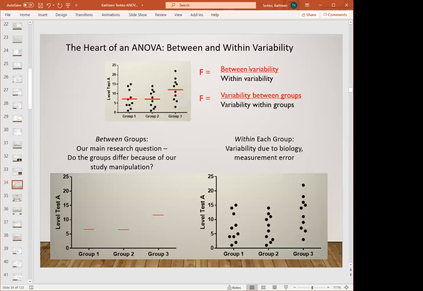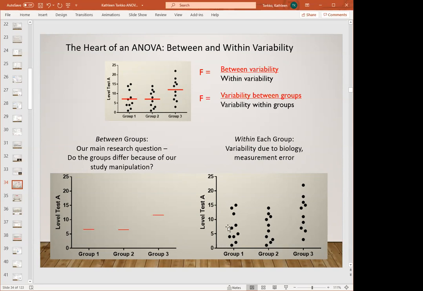So the heart of the ANOVA is the between and within variability. Here is illustrating the between the groups, where we're looking just at the means of the groups, and we see that there is a difference. Just eyeballing the data, we'd say, okay, whatever you did was effective in group 3. If they were all the same, then there's no variability. So this is going to be a very small numerator, and we're not going to have a large F statistic, and probably will not have statistical significance.